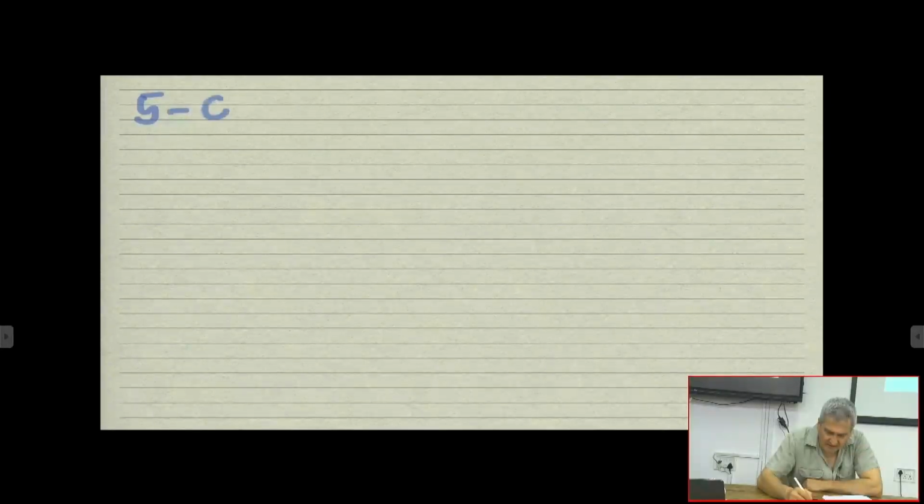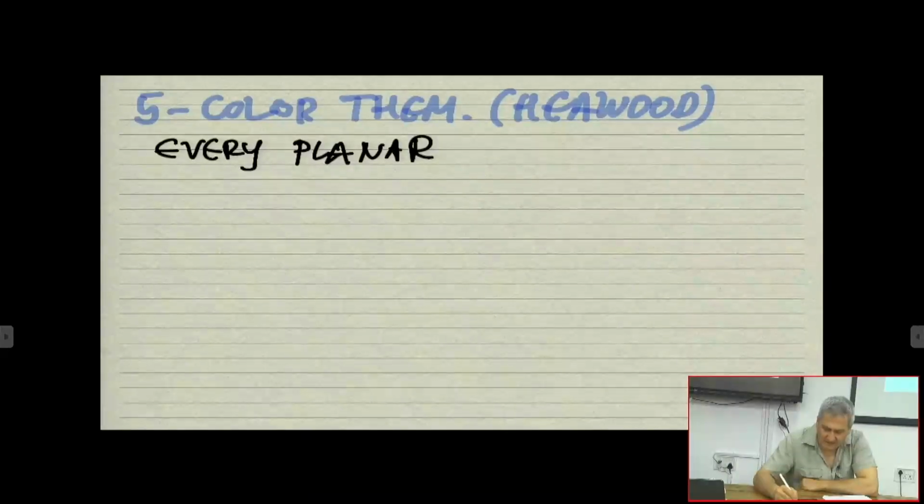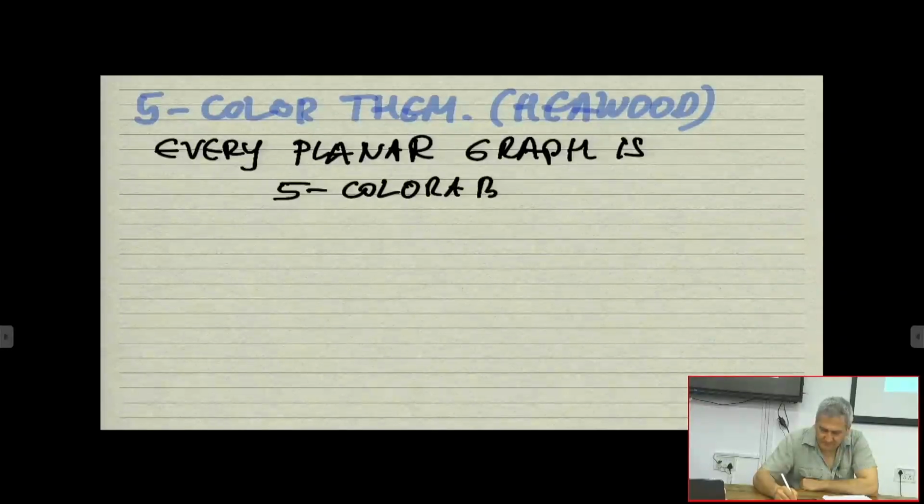Okay, can you see this? The 5-color theorem by Heawood. And it says every planar graph is 5-colorable. Proof.